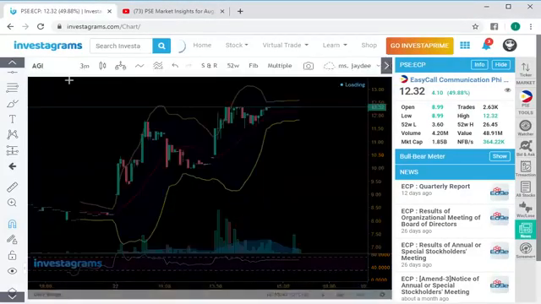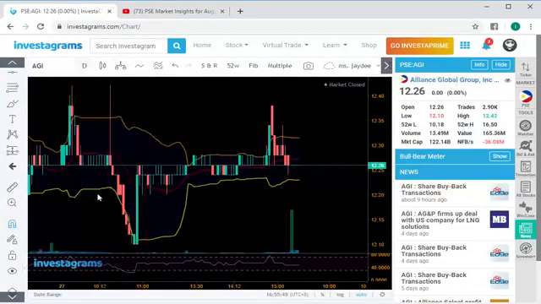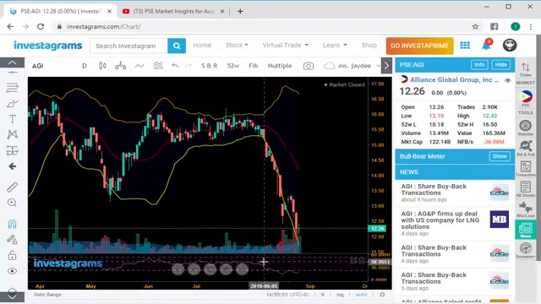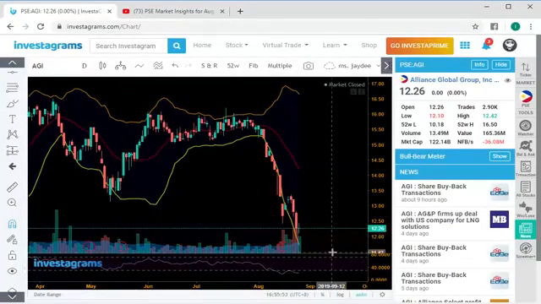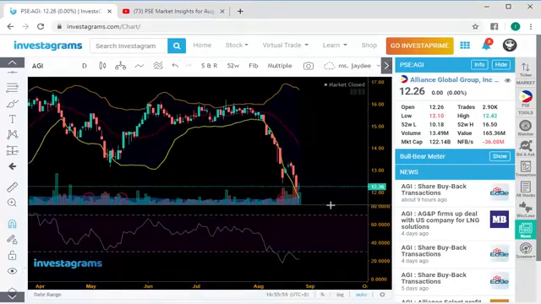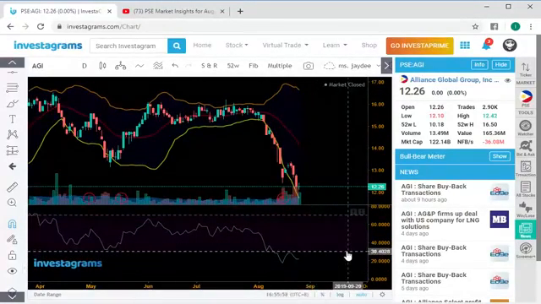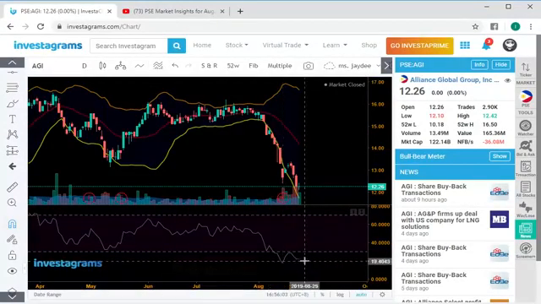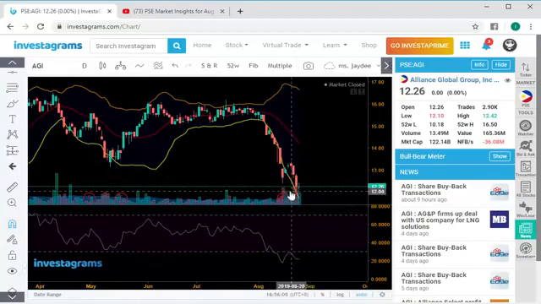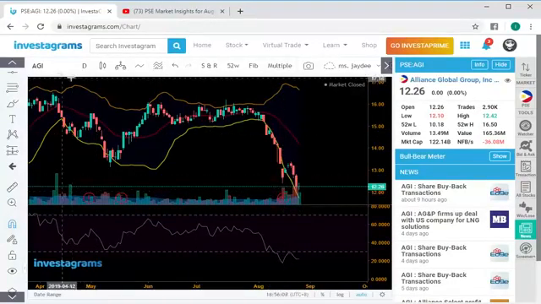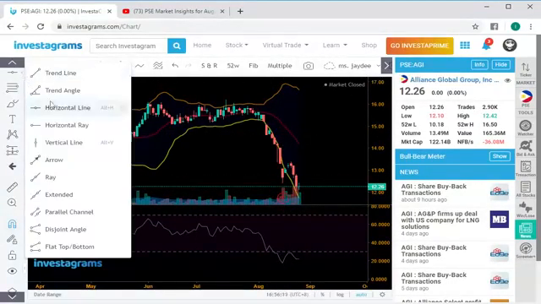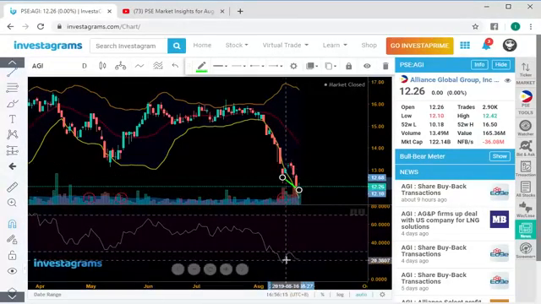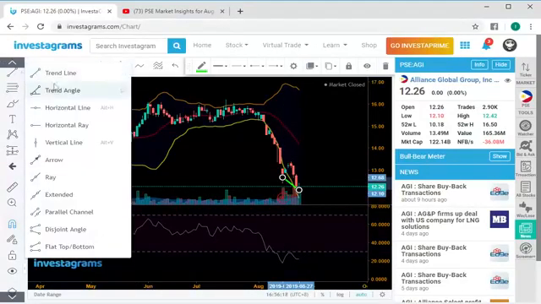AGI. AGI is already in the oversold area, but here's the interesting part. We're already below the 30 level. In the short term, price is moving down over here, and your RSI is moving up.